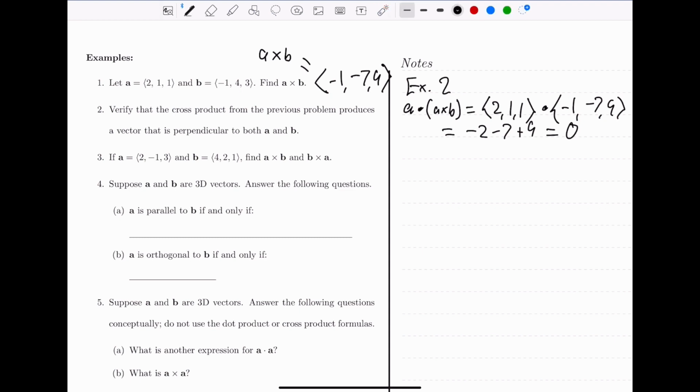Do the same with the vector B real quick. B dotted with A cross B. Well, B is the vector -1, 4, 3. And we're dotting that with the cross product, -1, -7, 9.